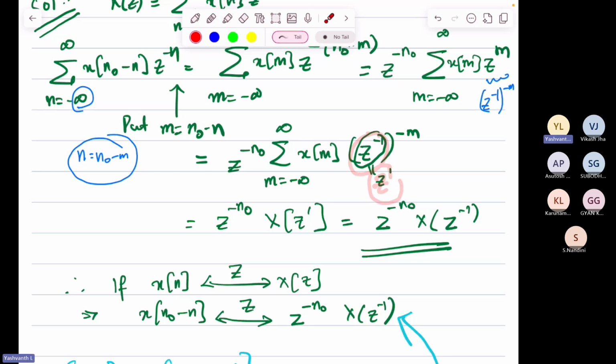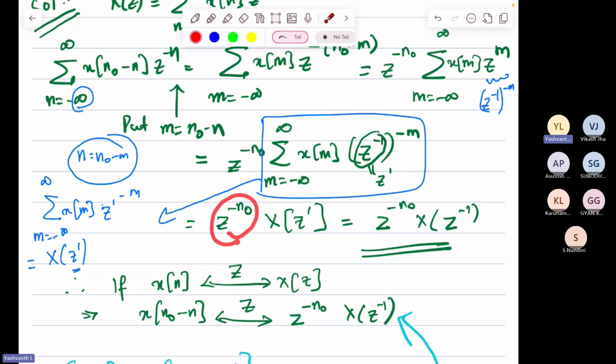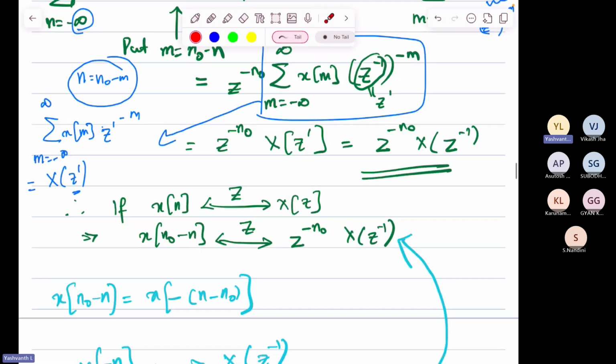Then what does it mean? I'm just writing the inner summation, nothing but summation m equal to minus infinity to plus infinity of x of m into z dash to the power minus m, which is exactly equal to x of z dash, right? This is the definition of the z transform. But what is z dash? Z dash is nothing but z power minus 1. So it is nothing but z power minus n naught into x of z inverse. So that's what I'm writing.